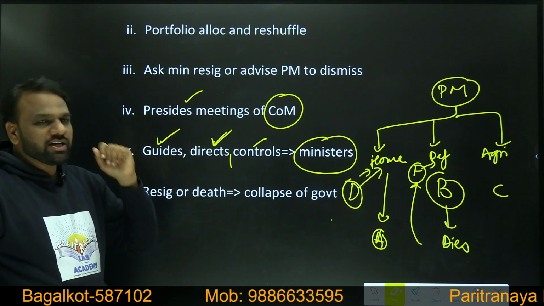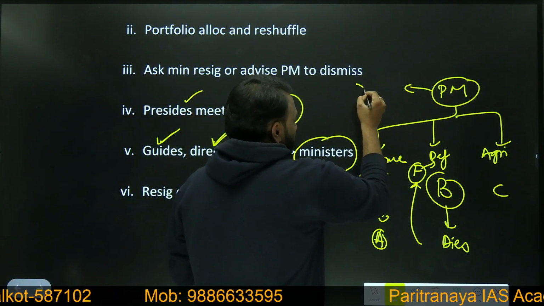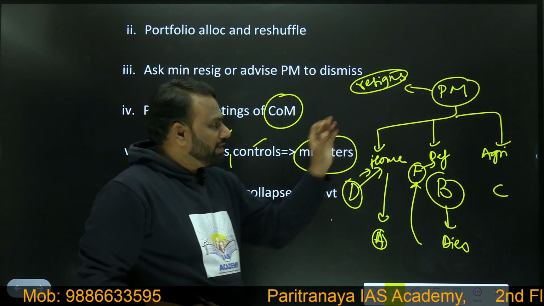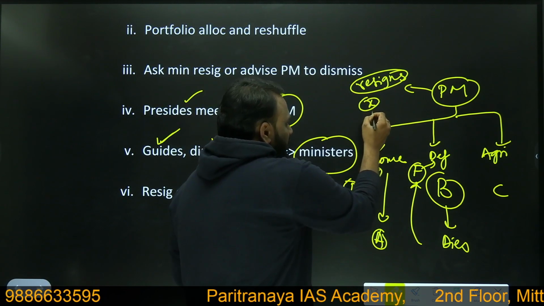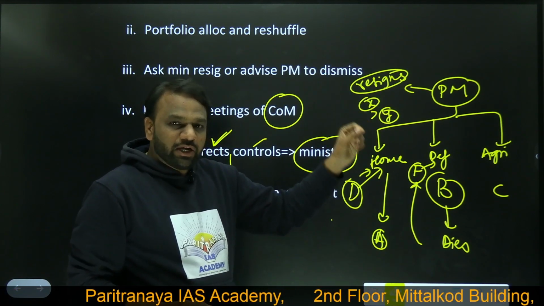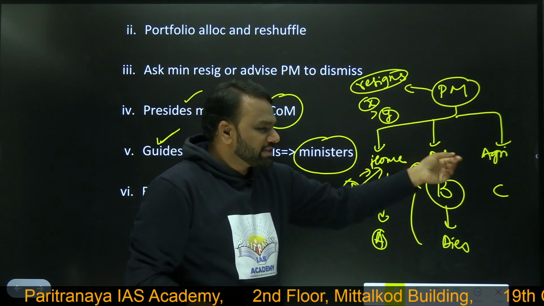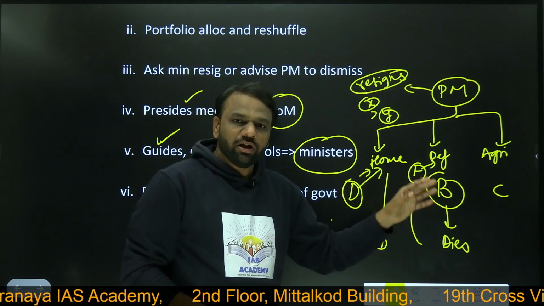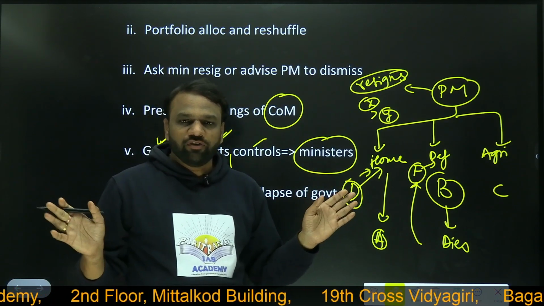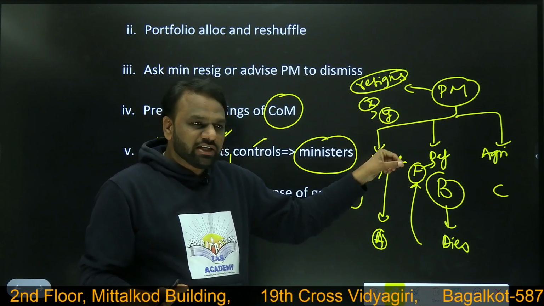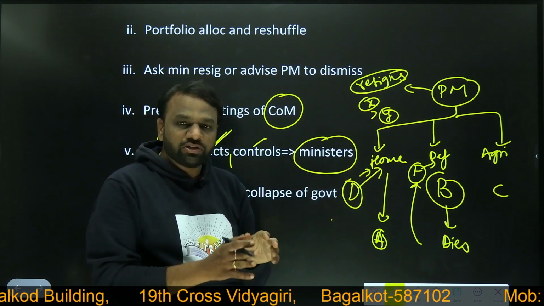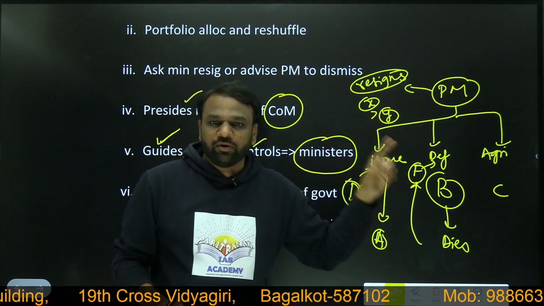But if the prime minister resigns, then what happens? Let us assume X is prime minister. Will X be replaced by a person called Y? No. When the prime minister resigns, it is equivalent to the resignation of person A, person B, person C. Whether they submit resignation or not, when the prime minister resigns, it is like the resignation of the entire council of ministers. When an ordinary minister resigns, it will not make a difference to the council of ministers. But when the prime minister resigns, it makes a huge difference. It is equivalent to the resignation of the entire council of ministers.